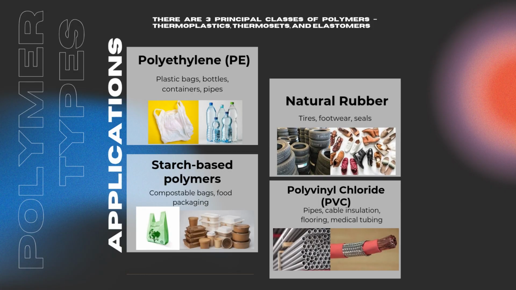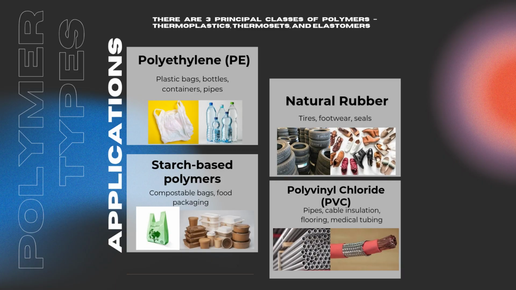So first, I want to explain about polymers. Polymers are large molecules made up of many smaller units called monomers. Because they are lightweight, versatile, and often strong, polymers are used in many fields of daily life and industry. Here are some important applications. So first, we have polyethylene, PE. Basically, PE is used in plastic bags, bottles, containers, and pipes. Next, we have starch-based polymers, basically used in compostable bags and food packaging.